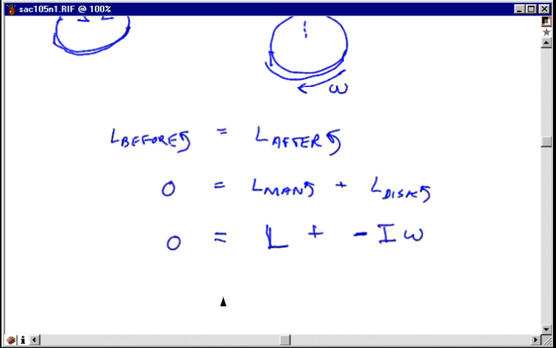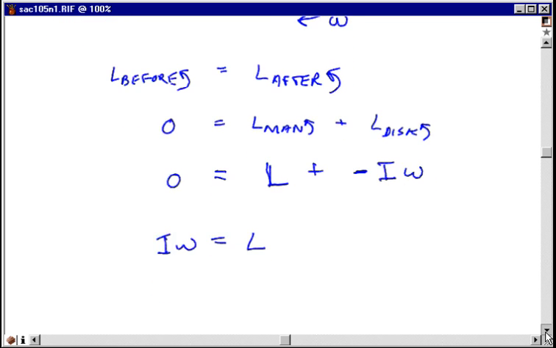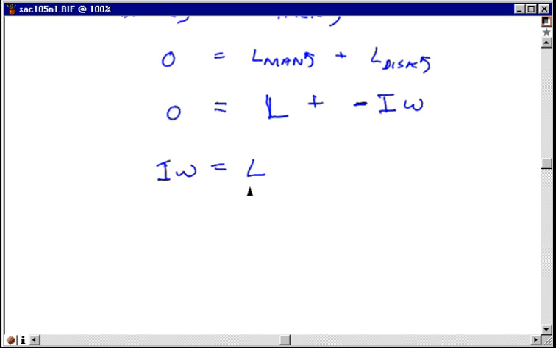All right, go ahead and solve that for omega. I'll just add I omega to both sides. So I omega is equal to L. This is interesting. It almost looks like a definition, but this is the angular momentum of the man, and this is the angular velocity of the disk. And in fact, the angular velocity of the disk turns out to be the angular momentum of the man divided by the moment of inertia of the disk.